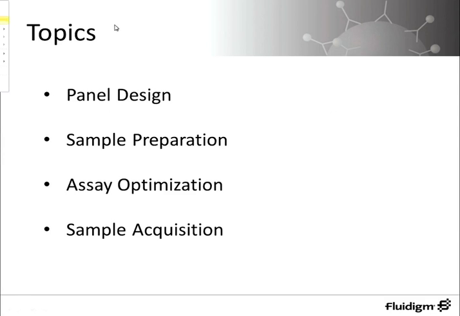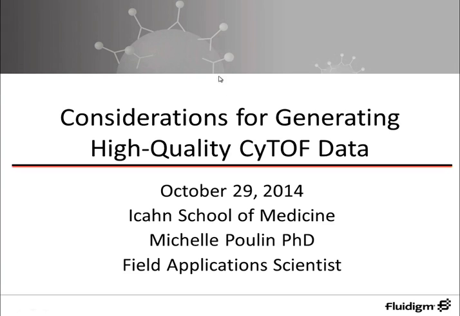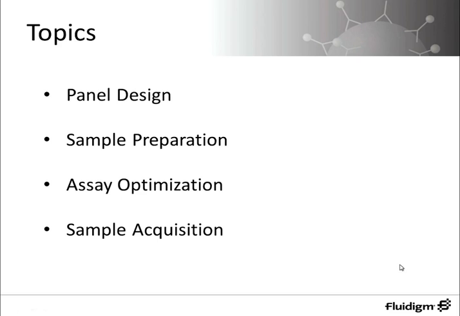What I'd like to do today, let me just go back one slide. I want to talk in very general terms about some things you need to keep in mind to make sure that you generate high quality data on the CyTOF. And what I would like to do is touch on 4 points: panel design, sample preparation, assay optimization, and sample acquisition. And as you're all well aware, we could sit here for an entire afternoon, if not a whole day, talking about these things. So I'm going to be bringing up just a few points for each of these.